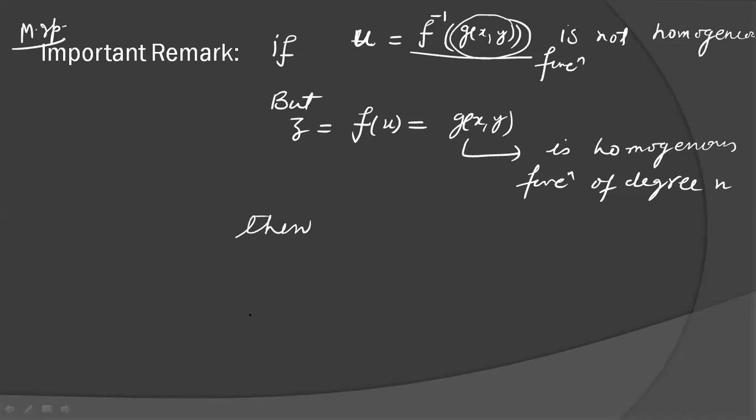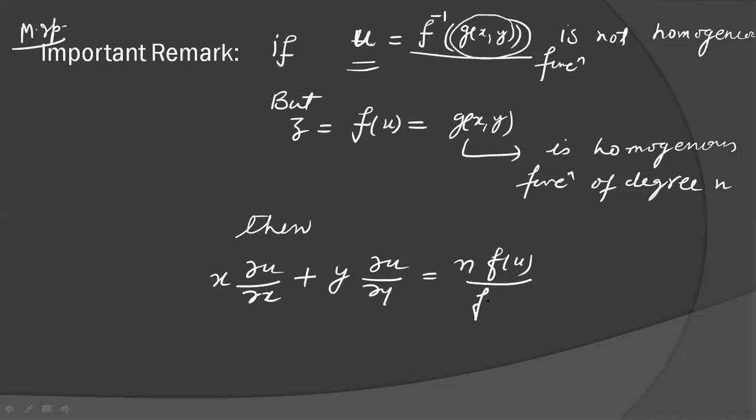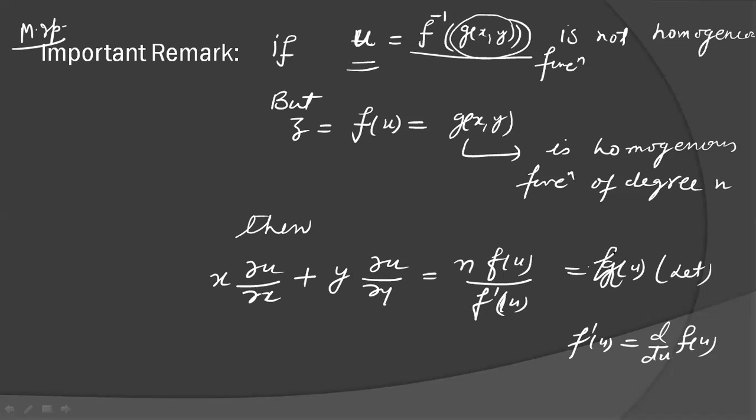Let us assume it as z. Then x del u by del x, but we are interested in del u by del x, plus y del u by del y is equal to n into f(u) over f dash u. f dash is representing here the derivative of f(u) with respect to u. Let me call it as h(u), because g I have already assumed there.